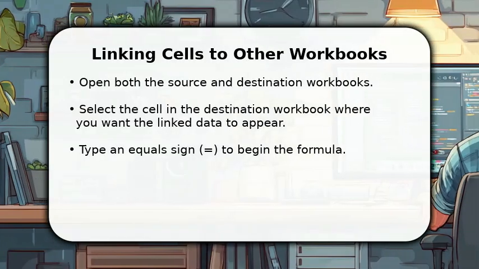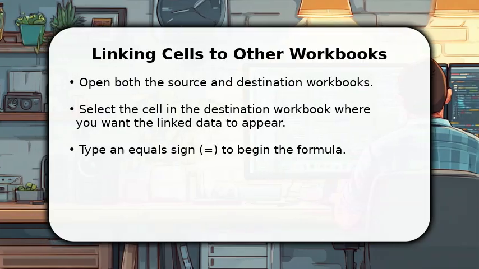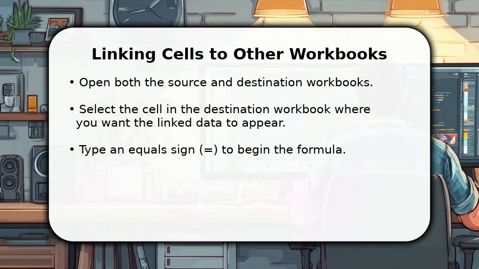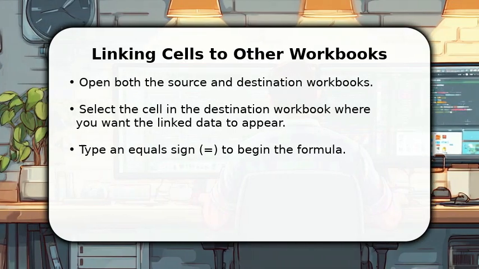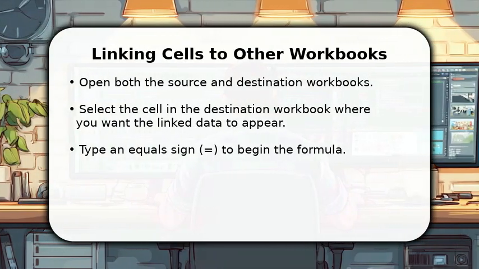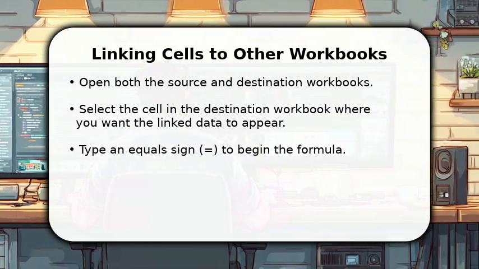In this video, I will explain how to link a cell to another workbook. First, open both the source and destination workbooks. Next, select the cell in your destination workbook where you want the linked data to appear. Type an equals sign, then navigate to your source workbook and click on the specific cell you wish to link.